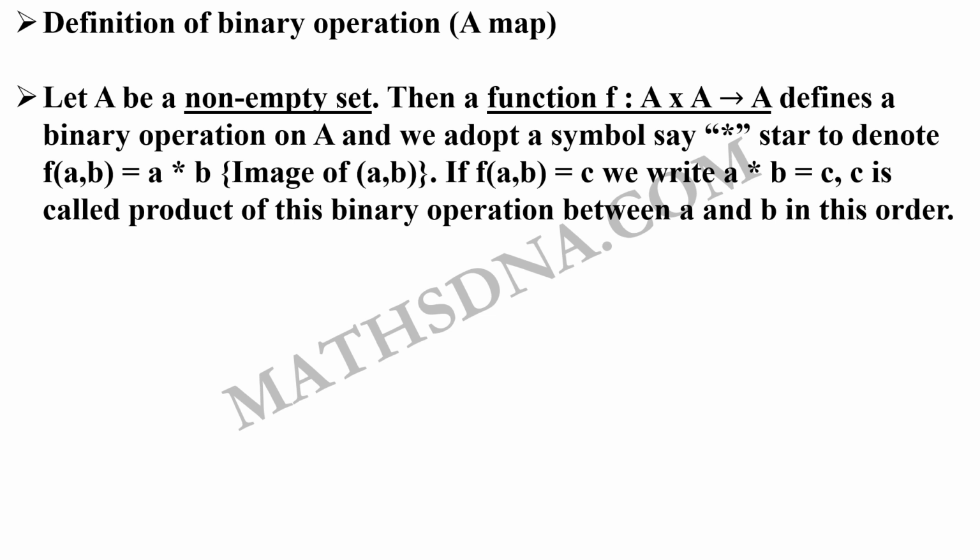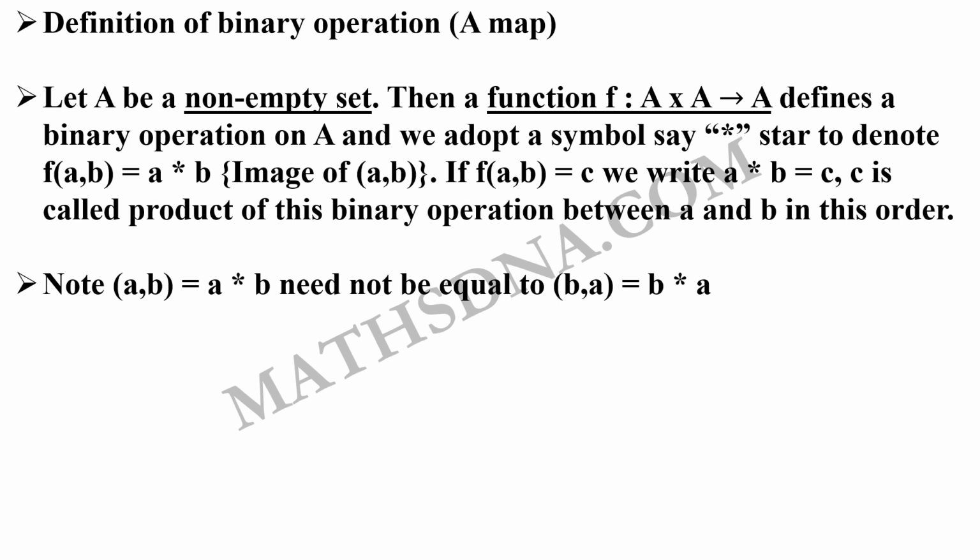See, the things to be noted down over here are, we can define a binary operation from a single set by taking the cross product of the set with itself and then defining the elements of the cross product from the set to the set itself. Also, we need to note down something over here, that (a, b), that is a star b, need not be equal to (b, a), that is b star a. They can be equal and they can be different also. Now let us go through some examples to understand it more clearly.